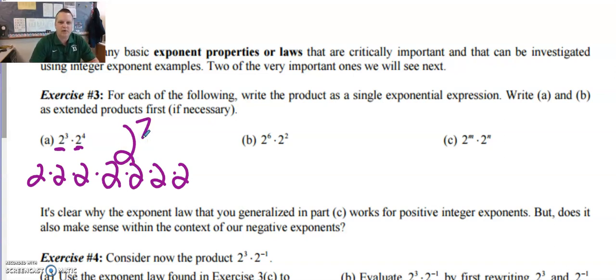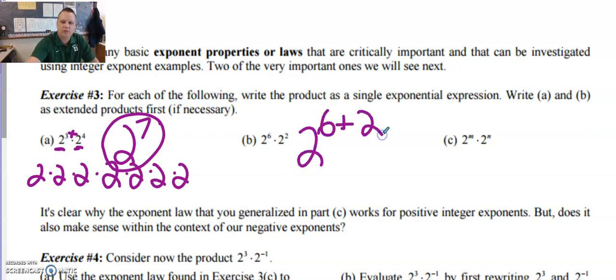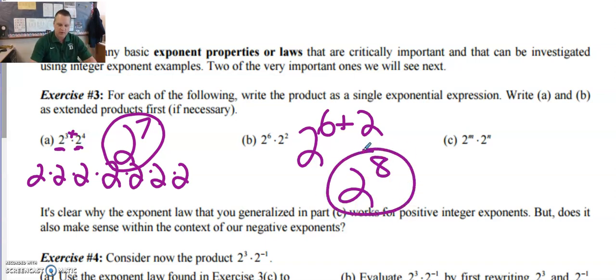So we want to write, for each of the following, the product as a single exponential expression. So we're not evaluating, we're leaving it as a single exponential expression. So what other way could you get 7? By adding the 3 and the 4. So when I look at the second one, B, I have 2 to the 6 times 2 squared is 2 to the 6 plus 2, which is just 2 to the 8th. Done. 2 to the m times 2 to the n is just 2 to the m plus n.